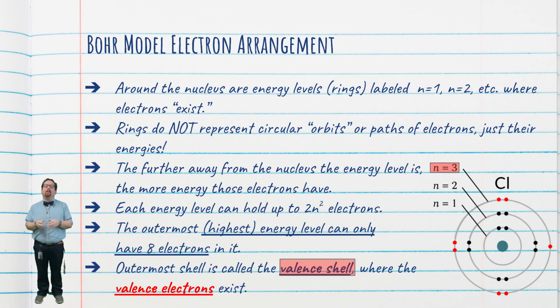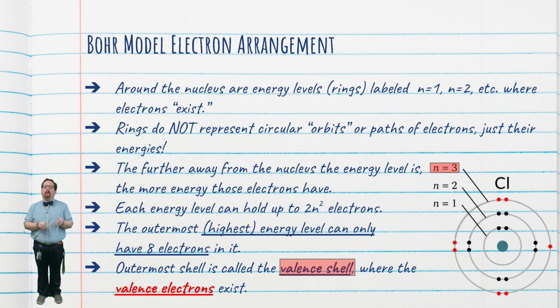The Bohr model represents the nucleus as a compact ball in the middle of the atom. Sometimes we even write the number of protons in the nucleus, or the chemical symbol with its mass number, so that we have more information about what's in the nucleus. Around that nucleus are rings called energy levels. These energy levels are where we're going to place our electrons.